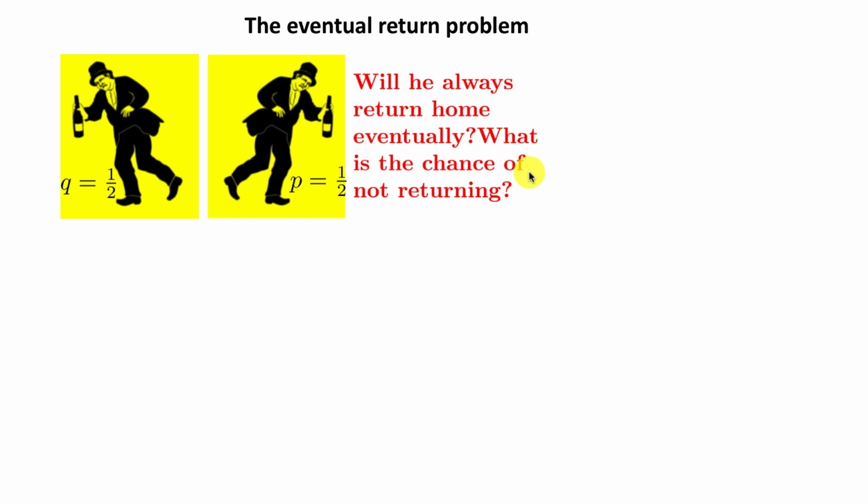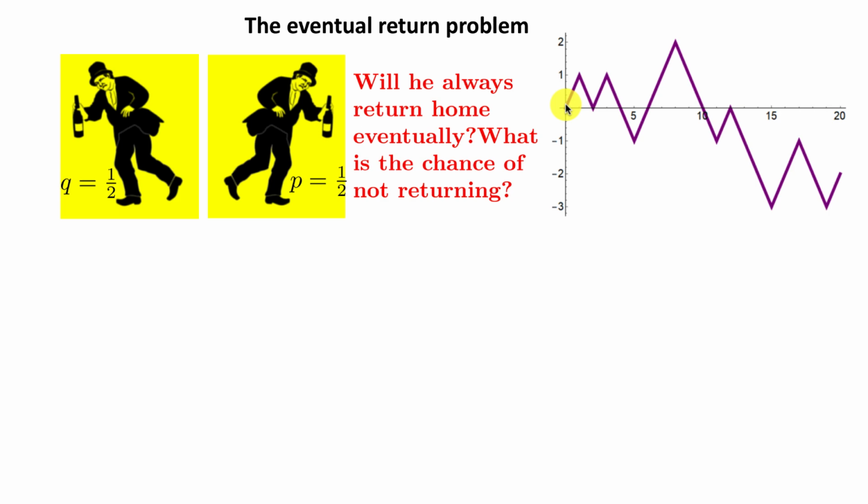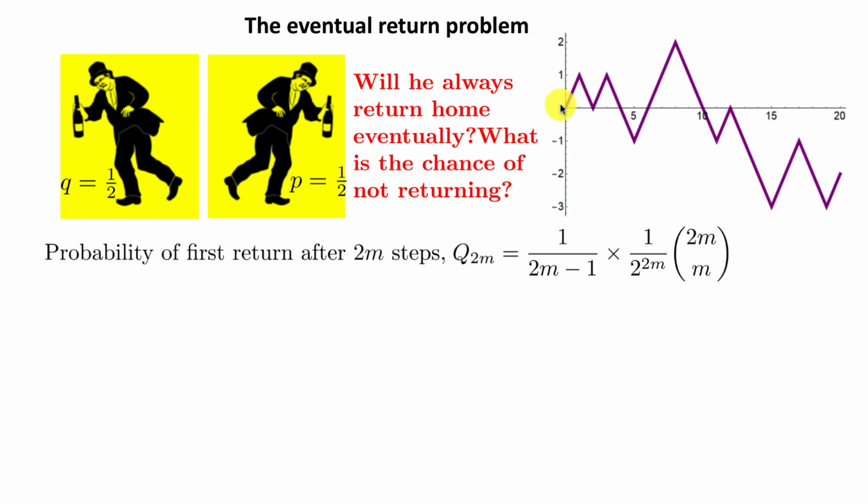Now, for this particular path, look over here, he's come back once, twice, thrice, four times, five times. And so certainly that's one possibility. The real question is, can he just keep walking and walking and never come back? How do we address that question? Let's go back to the formula that we just derived. The probability of first return after 2m steps is 1 over 2m minus 1 times this thing, which is p2m.